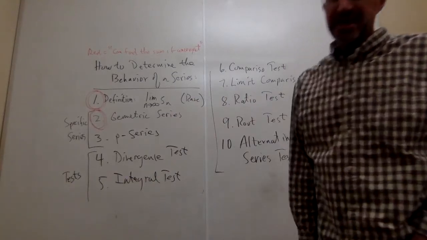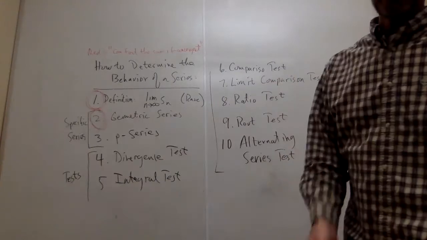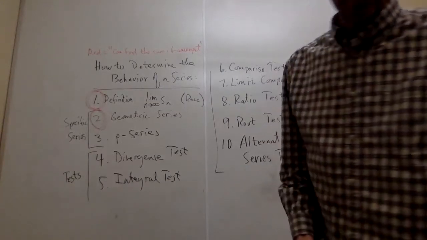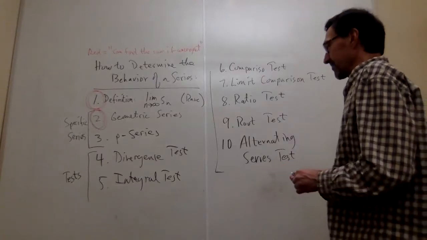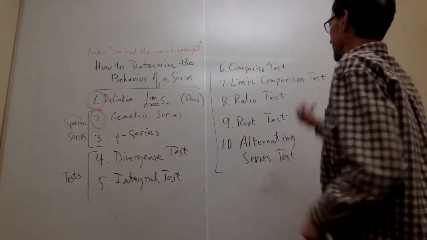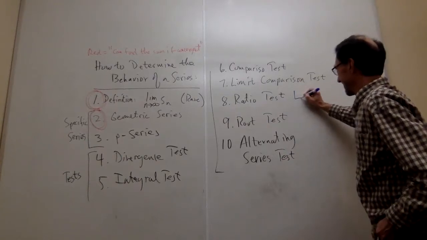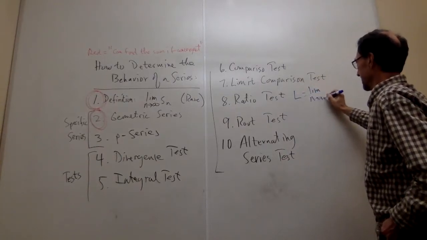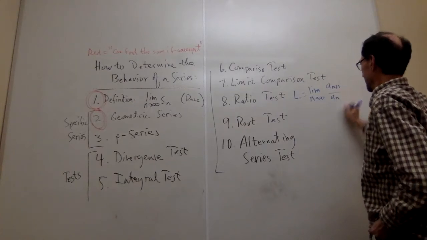Okay, I suggest that you make a list about like this, and you might want to add detail to it. For example, how do we run the test? Let me just give you a really quick example. Which one? The ratio test. We calculate a limit as n goes to infinity, the n plus first term divided by the nth term.